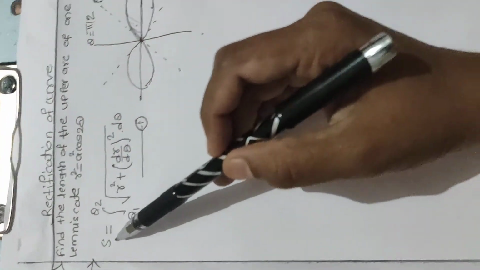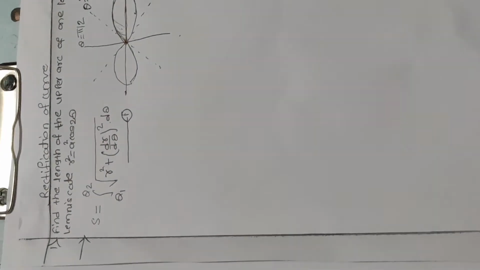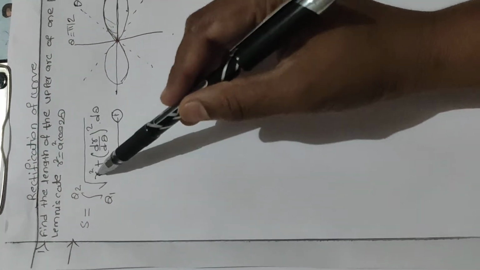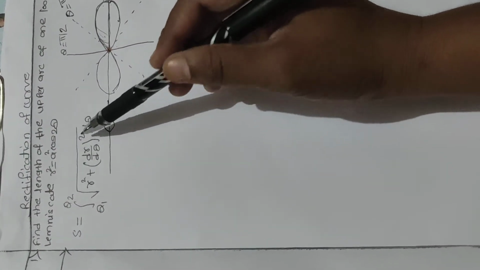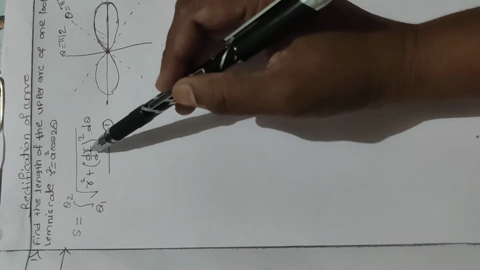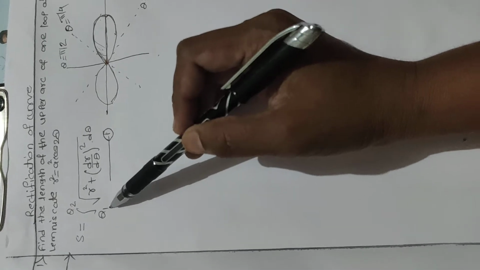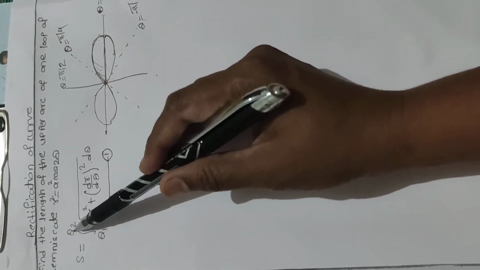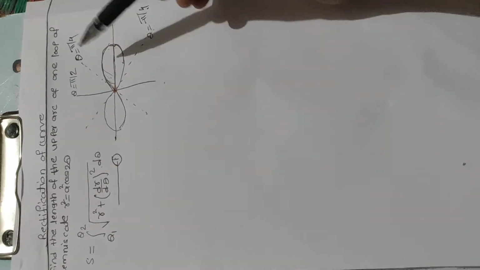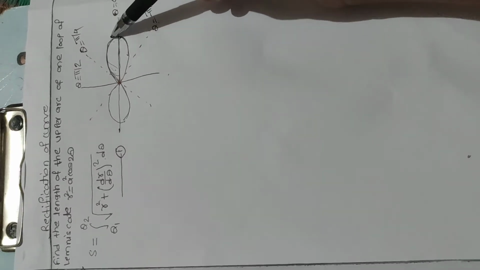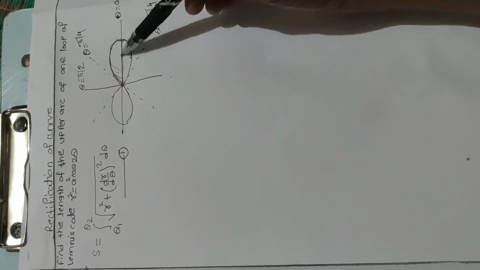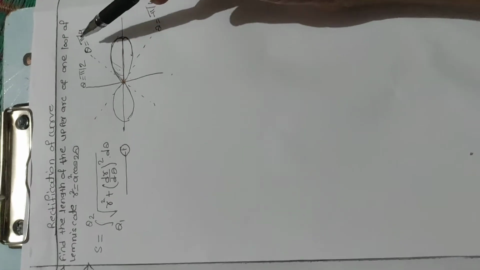So this result: s equal to integral theta 1 to theta 2 of the square root of r square plus (dr upon d theta) square, with respect to d theta. First we have to calculate the derivative of r with respect to theta, and then find the limit points of this integral, theta 1 to theta 2. So what is the limit point here? We have to find the length of the upper arc of this loop. That means what is the limit point for this upper loop? 0 to pi by 4.